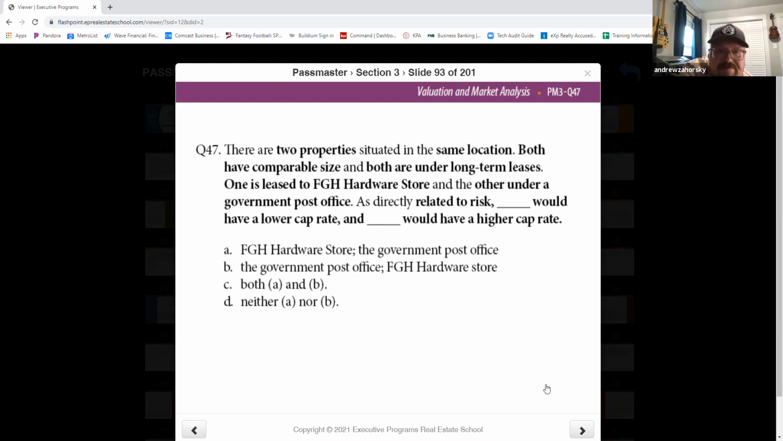B? I'm going to say maybe, let's see. Oh, no, it's opposite. Is it opposite? Is it A? Yeah, I think it's opposite, because the hardware store would need more growing room. They could hit a bad sales period, whereas the government post office could be more steady because it's something we all have to use.